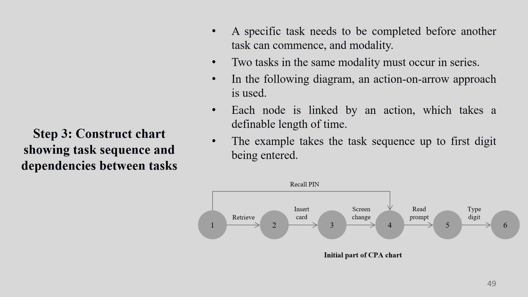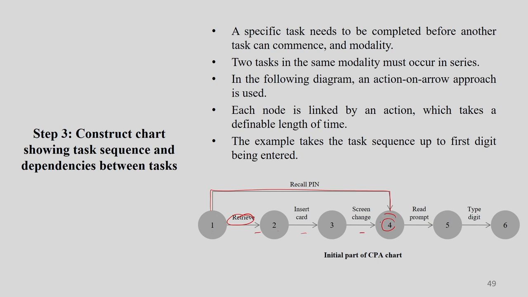In the following diagram, an action-on-arrow approach is used. You can see these arrows. Each node is linked by an action which takes a definable length of time, and the example takes the task sequence up to the first digit being entered. Now let us understand. Retrieving the card from the wallet is one. Then inserting the card, second. Then screen change, and then four. Now recall is connected here. So you are using your hand to take the card out, and simultaneously you are remembering the pin to be entered here.